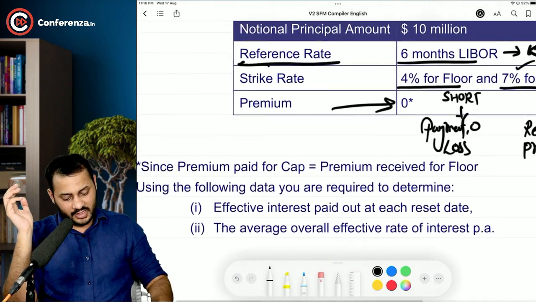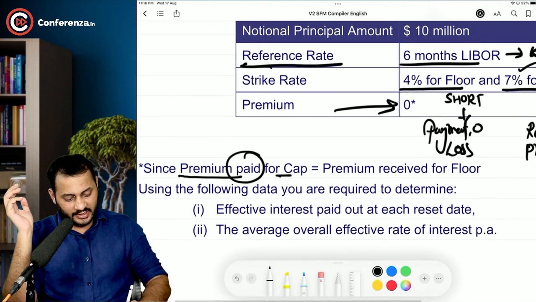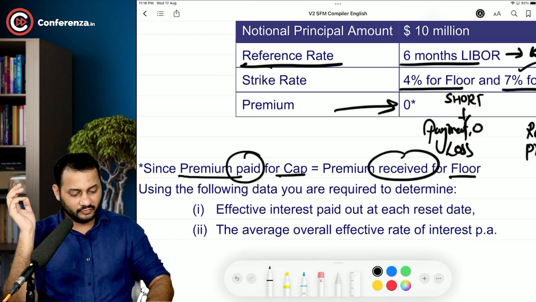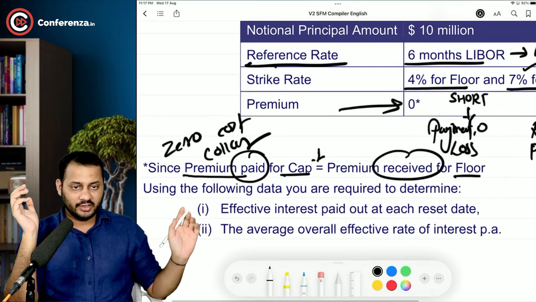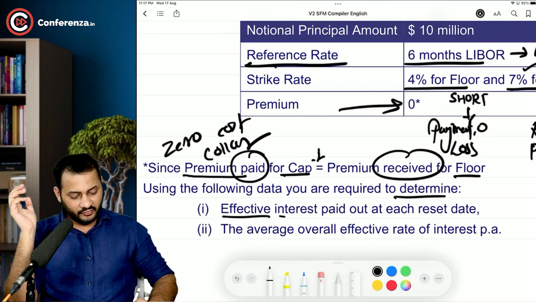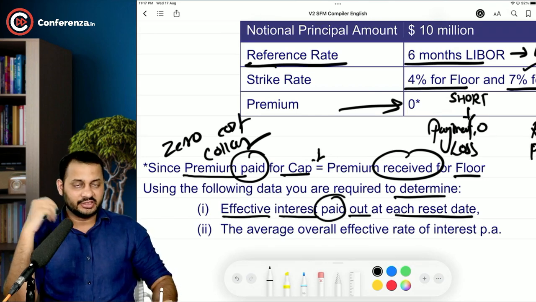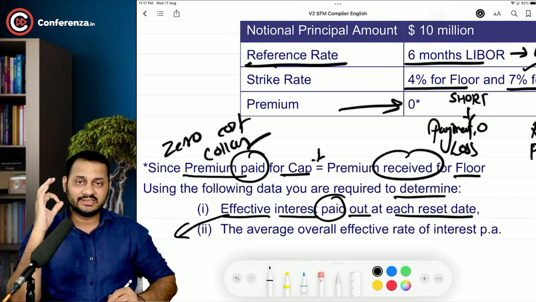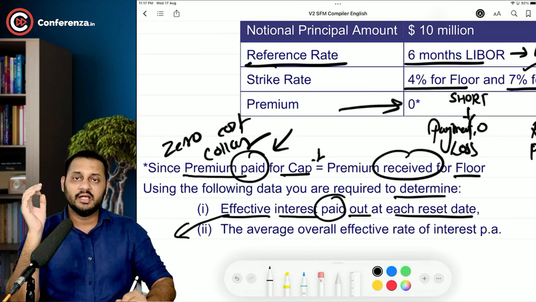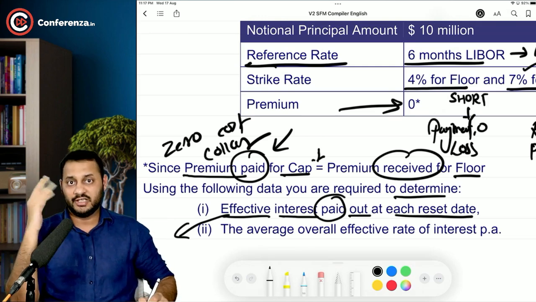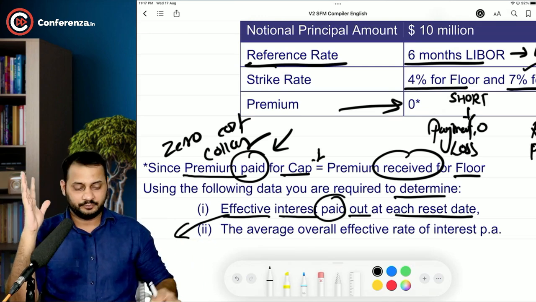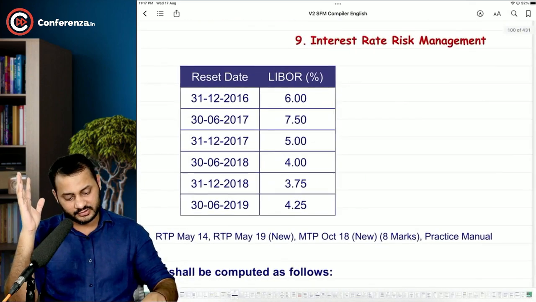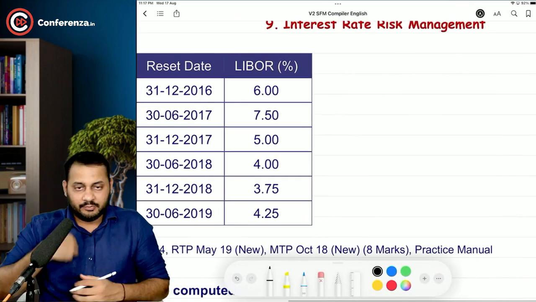Premium is $0. Why? Because the premium paid for the cap and the premium received for the floor were equal. This is called a zero cost collar strategy. Using the following data, you are required to determine the effective interest paid out at each reset date. Effective means after adjusting the receipt from the cap option and the payment for the floor option, if any. And the average overall effective rate of interest per annum. Okay. The very first thing, understand. The LIBORs are like this.